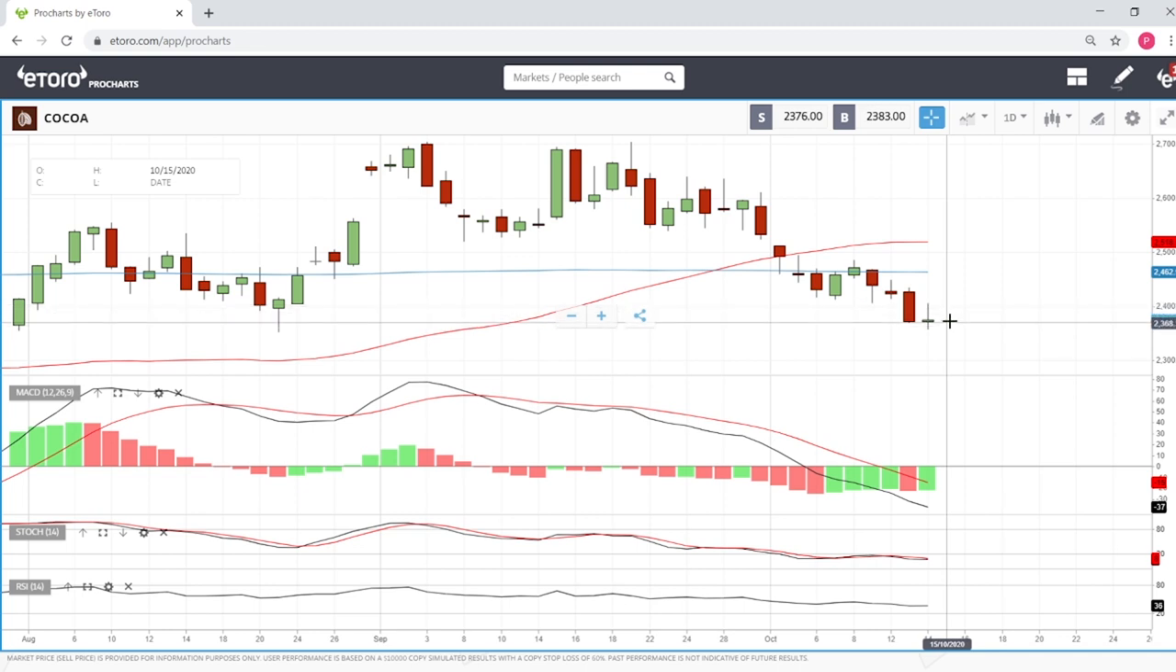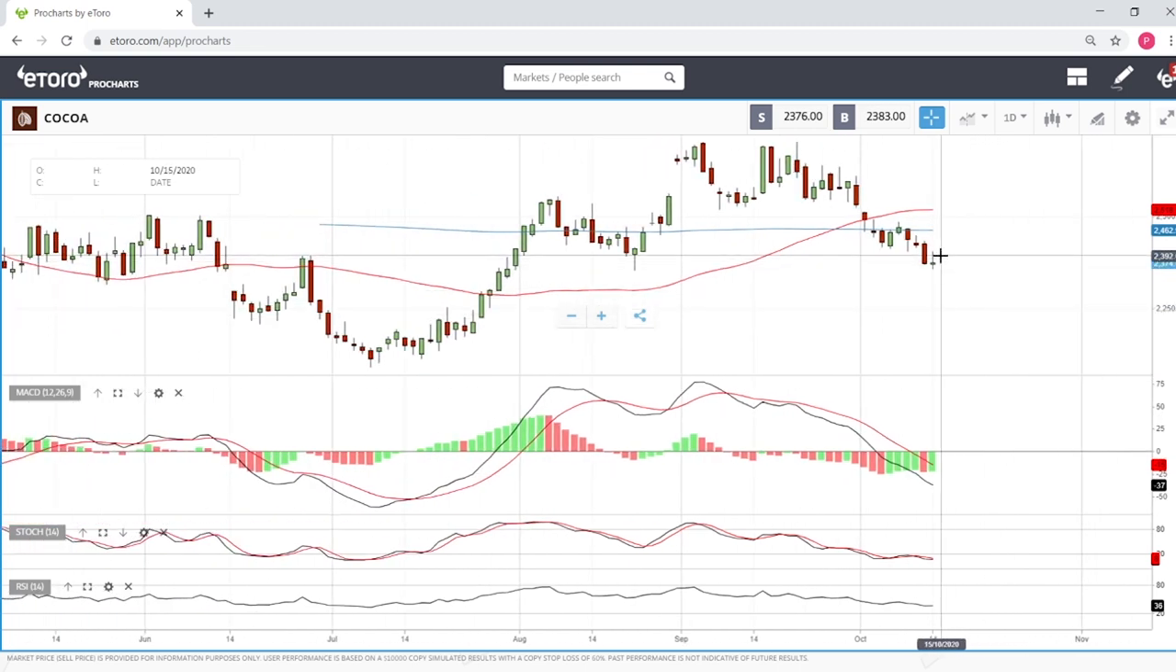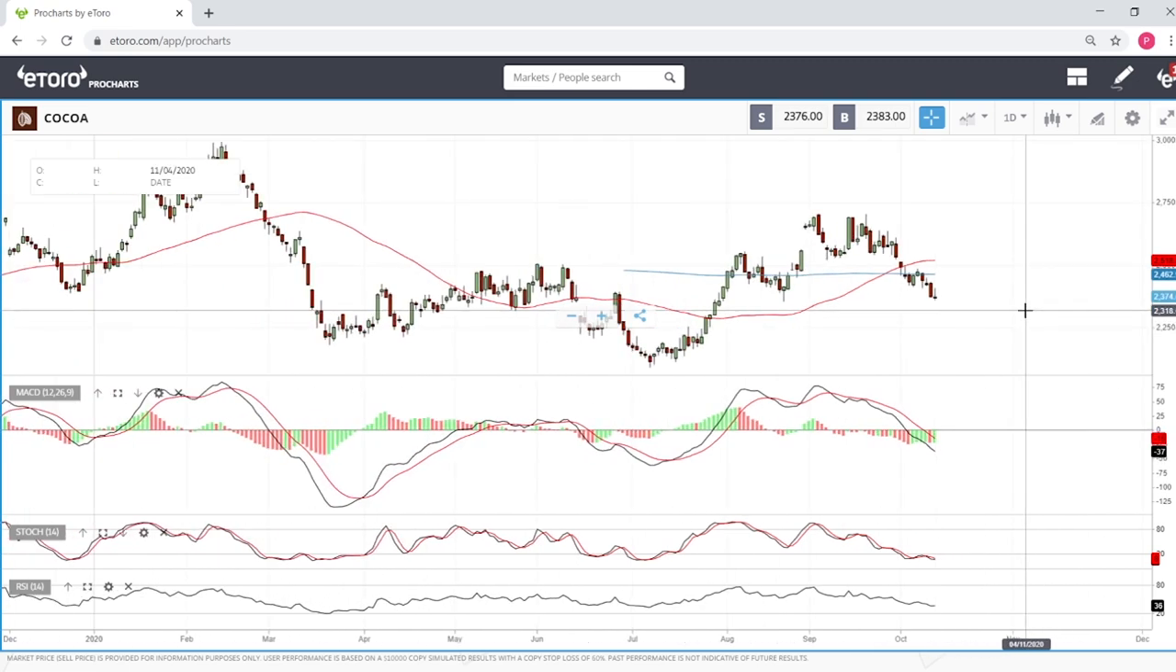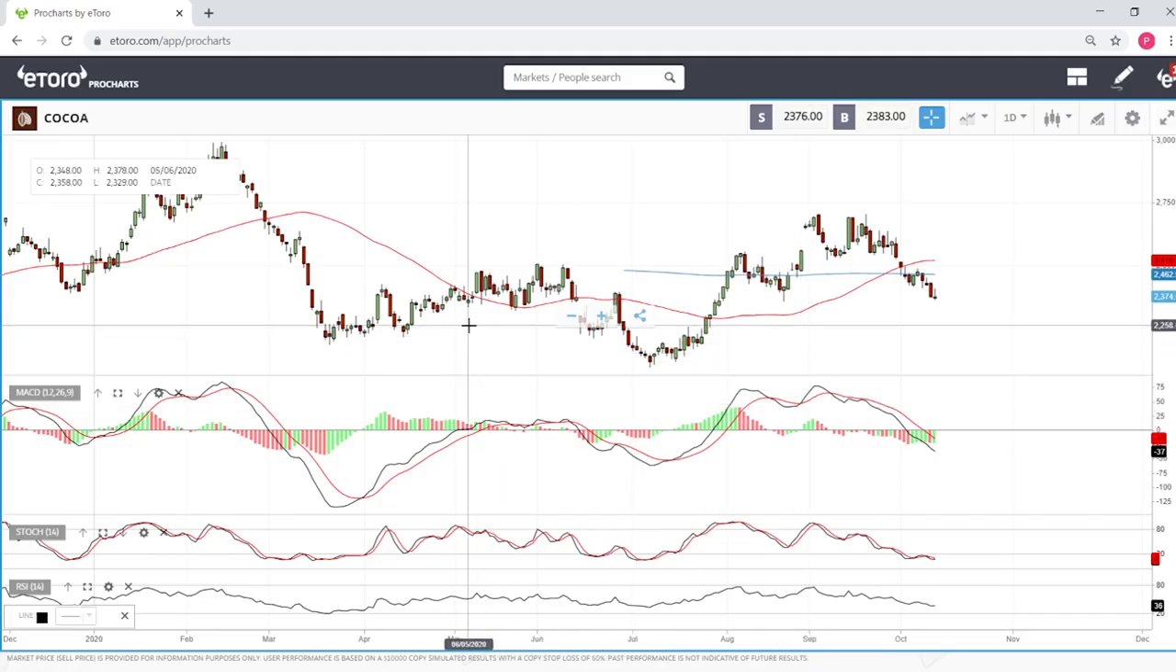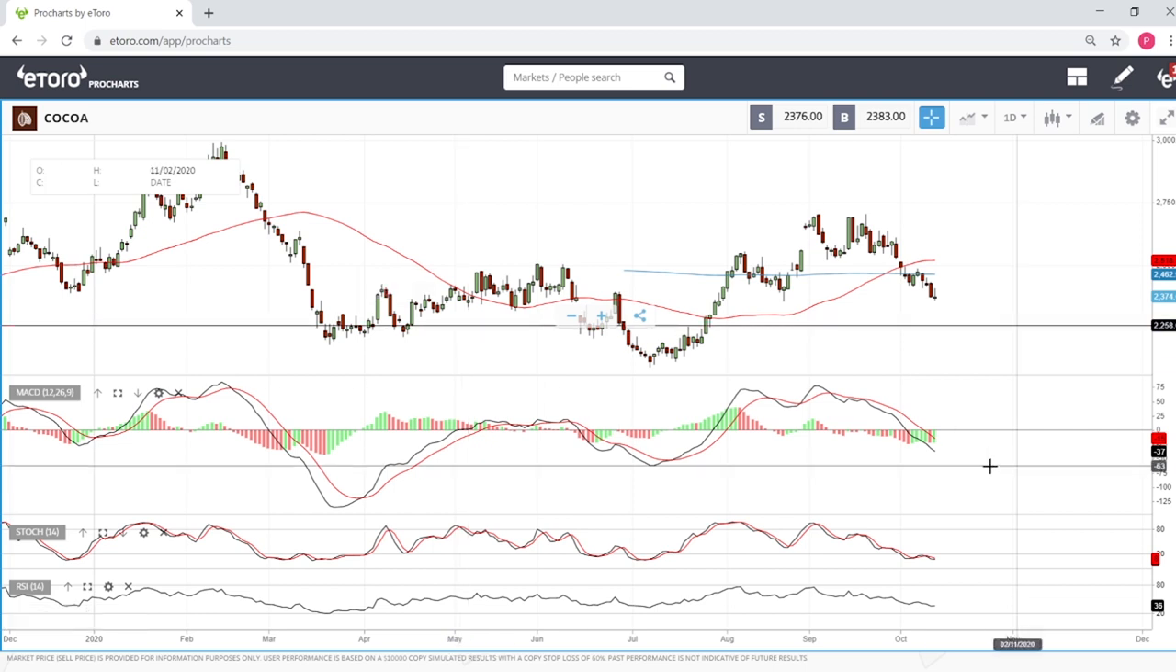We pulled back really aggressively. And this candlestick here is not a good sign for cocoa. That is an indication that we probably go much lower with this commodity. So we found this was previous resistance and support in the past.